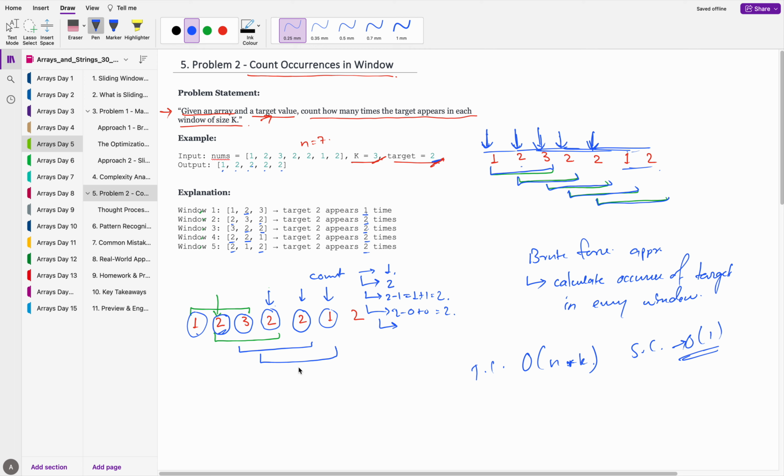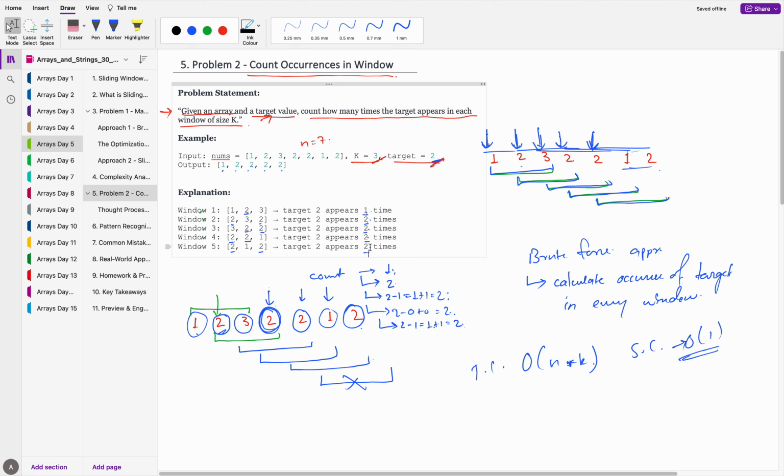ठीक है. Now let's move my window further. Here. So here, this 2 is leaving my window, and which is equal to target. So previous occurrence -1. कितना आ गया? 1 आ गया. ठीक है. Now this is included, which is 2. So +1 आ गया is equals to 2 again. So now you can see here, after that, my window can't go any further because there are no more items. So you can see that the output is 1, 2, 2, 2, 2, 1, 2, 2, 2, 2. Okay, that's what we are going to do.